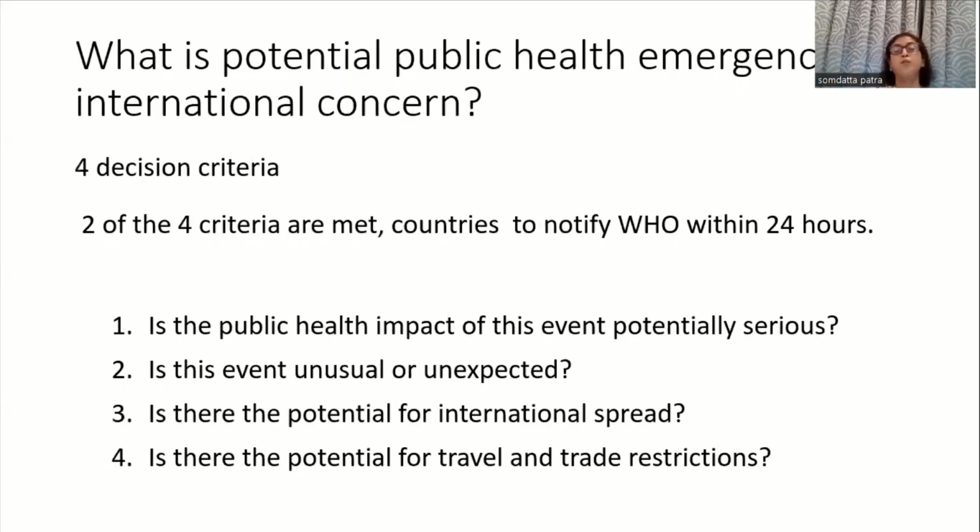So, what is a potential public health emergency of international concern? WHO has said that countries can decide that depending on 4 decision criteria. It does not have preset criteria. If a health-related event occurs, then countries need to assess: Is the public health impact of this event potentially serious? Is this event unusual and unexpected? Is there a potential for international spread? Is there a potential for travel and trade restriction? If 2 of these 4 criteria are met, countries need to notify WHO within 24 hours.